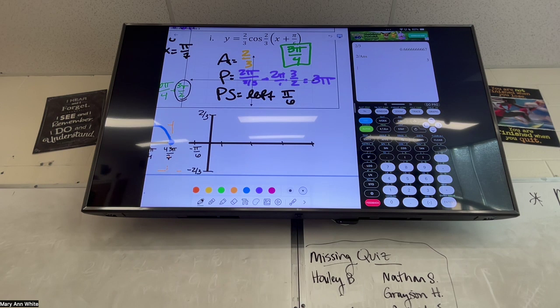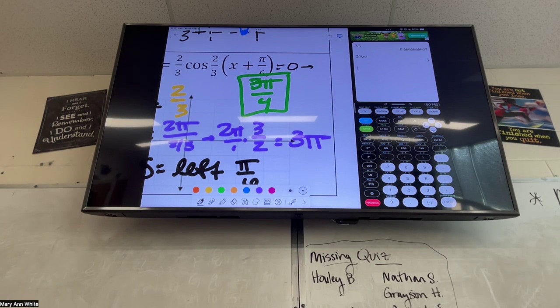Maddie, question. How do you know if it's left or right? Great question. When it's plus, it is opposite of what you think, so it's to the left. Also, if I had shown my work where I set it equal to 0, when I subtract it from both sides, I would get negative pi over 6. And I know that if it's negative, it has to be to the left.